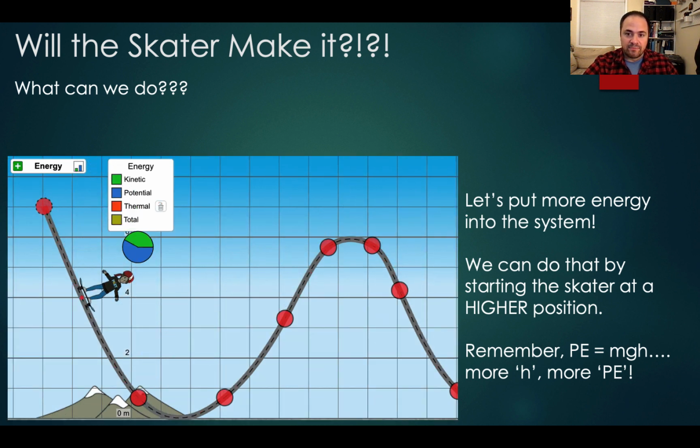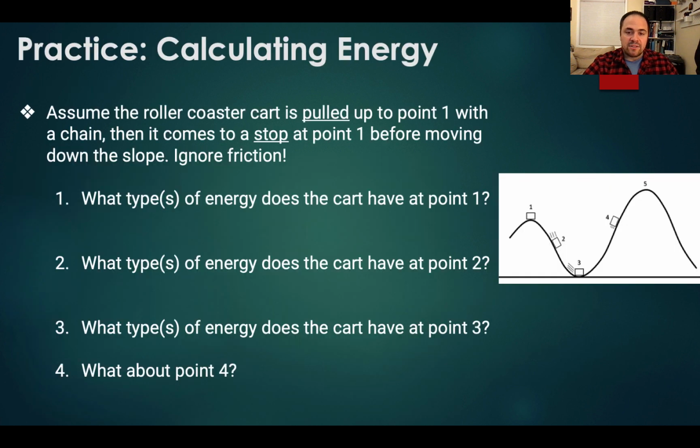There we go. All right, so let's do some practice calculations. So we're going to assume that the roller coaster shown in the picture here is pulled up to point 1 with a chain, and then comes to a stop at point 1 before moving down the slope. So they're basically starting with zero kinetic energy at this point. And so go ahead and attempt these problems. If you want to pause the video to attempt these problems, do that now. I'm going to go ahead and show the answers now.